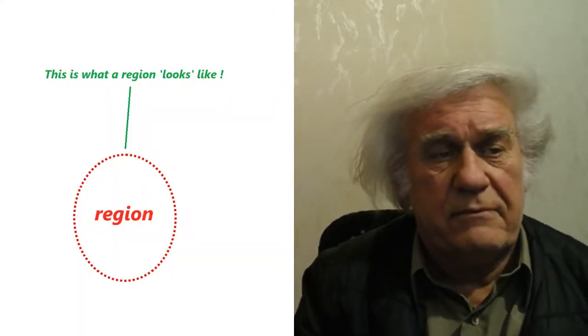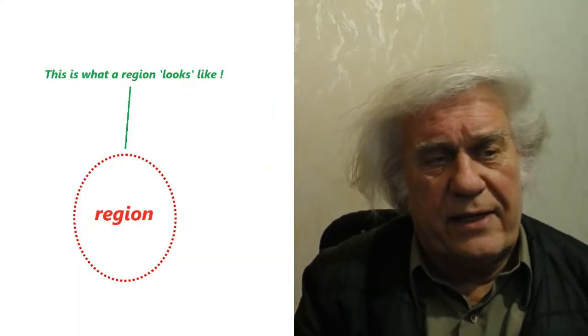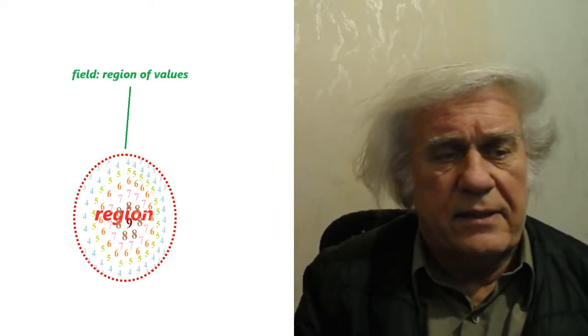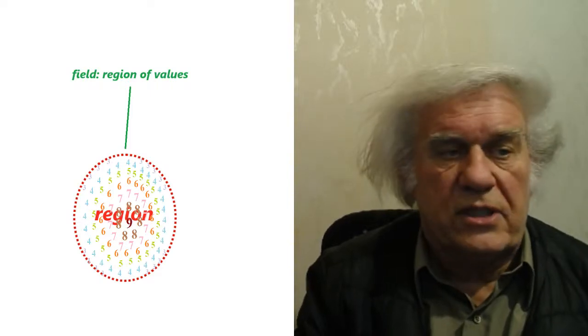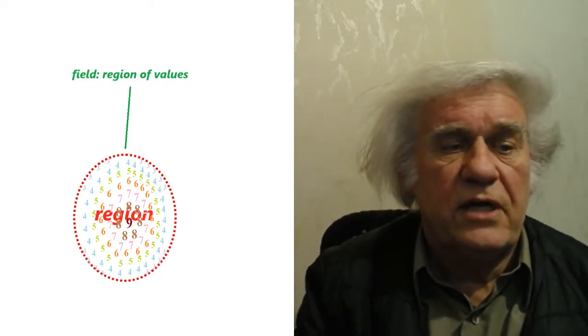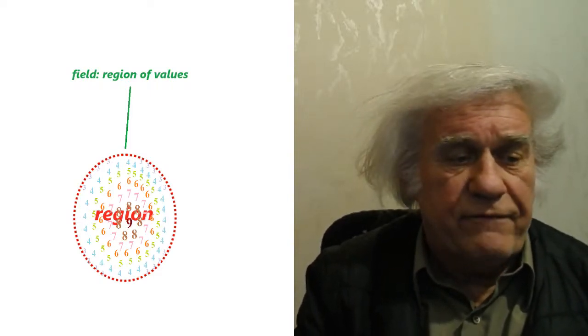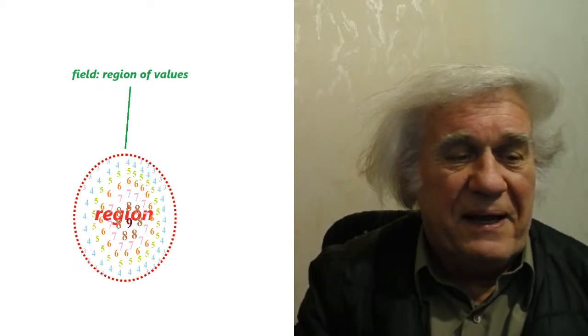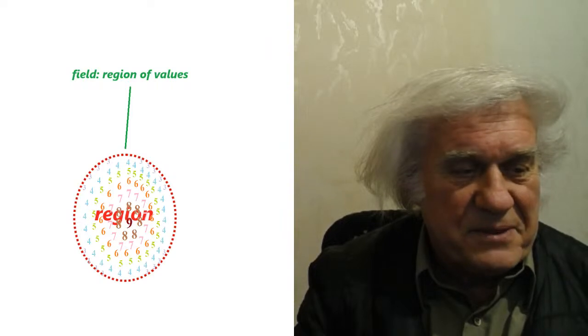It's irrational. So if you want to see what a region looks like, it looks like that. Remove the hand, and now you got a region. That's what a region looks like, and that's what the region known as field looks like. It's a region of values, and the funny part is when these people vibrate them, and they do something like this. Here, let me show you.